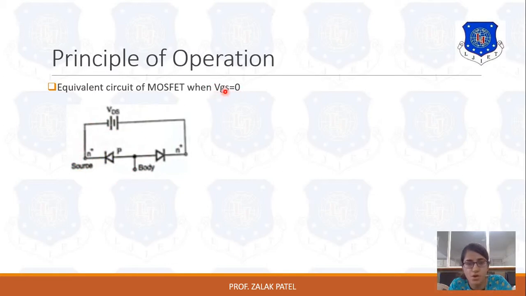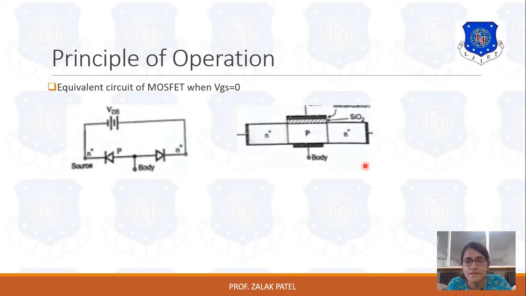So this circuit can also be asked in a 1 mark question: draw the equivalent circuit of power MOSFET when VGS equal to 0. So it looks like this. This is the equivalent diagram for N-channel MOSFET.